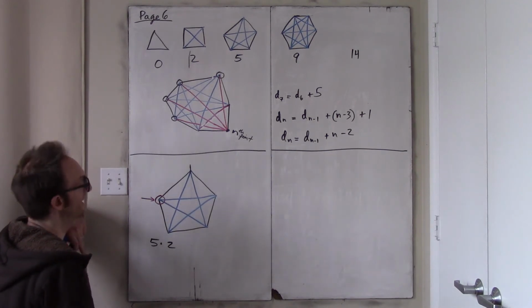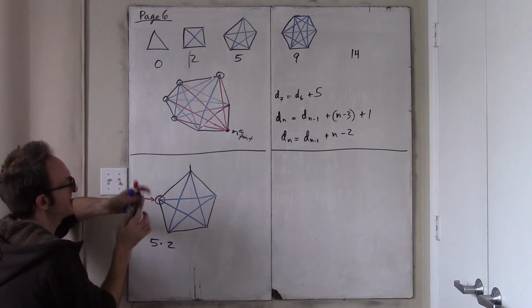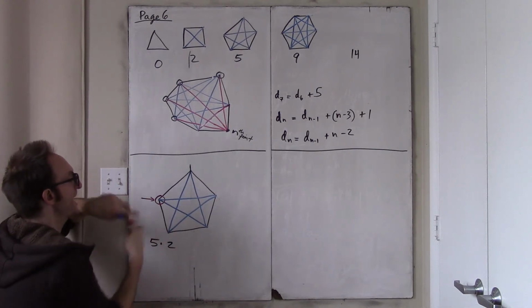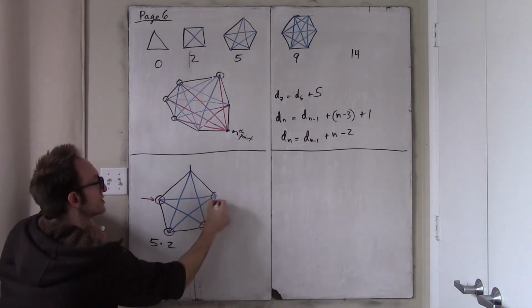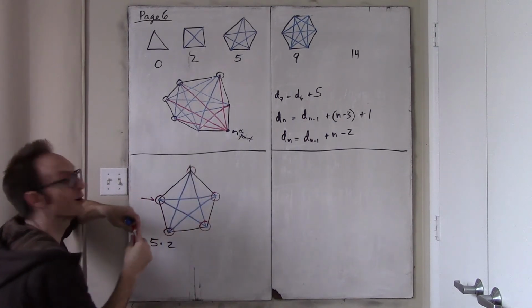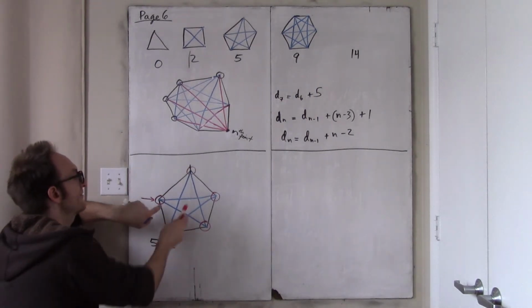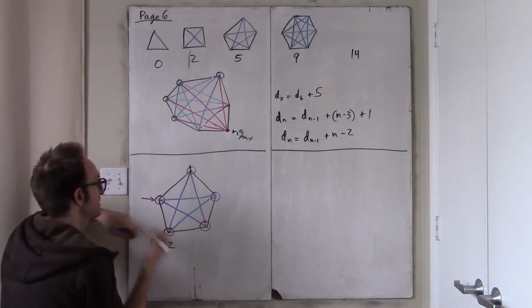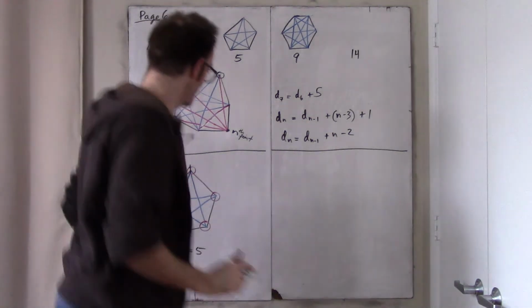But that's not quite right, because by looking at what's going on at each vertex, here I count 2 diagonals, here I count 2 diagonals, here 2, here 2, here 2. But now I've overcounted by a factor of 2 because I've counted every diagonal twice. Every diagonal connects 2 vertices, and so you have to divide by 2 to get that the right answer is 5. That was kind of a bad example.